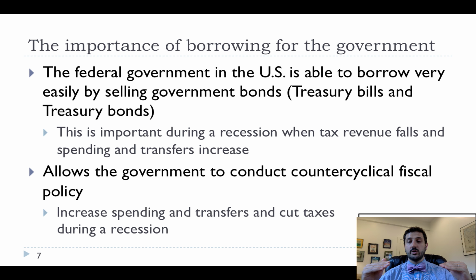If the federal government wasn't able to borrow, if nobody wanted to buy U.S. government bonds, then it wouldn't be able to conduct this counter-cyclical fiscal policy, and it wouldn't really be able to do fiscal policy at all, unless it built up a large rainy day fund, like maybe Norway has with their oil wealth. We could do that. It's just politically more difficult.